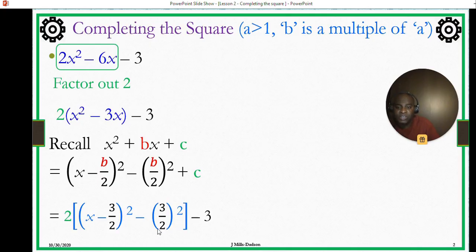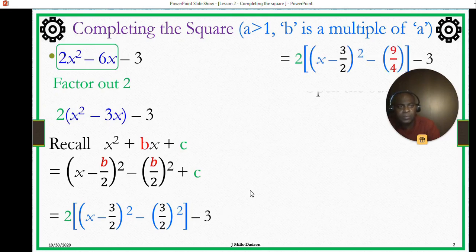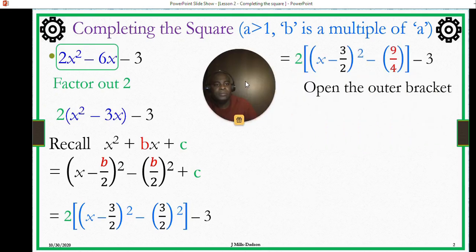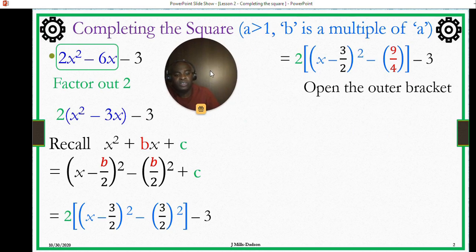So next step is to compute 3 over 2 all squared. So 3 squared is 9, 2 squared is 4, so we have that. Next is to open the bracket. So we have 2 main terms. That's the first term, and that's the second term. So 2 is going to multiply each of the terms.